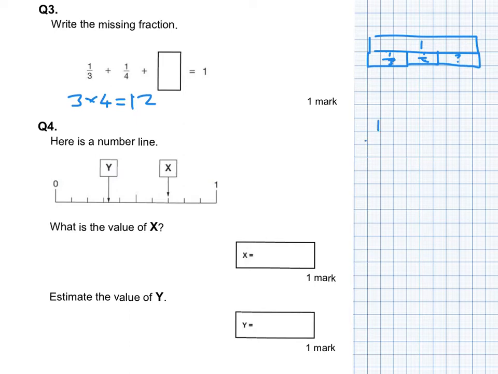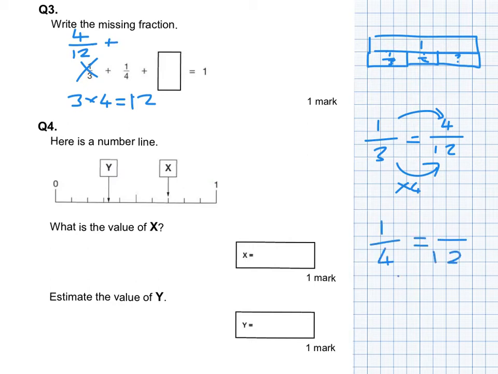So 1/3. 3 times 4 is 12. So 1 times 4 is 4/12. So I can substitute 1/3 for 4/12. And 1/4, I need to do 1/4 into 12ths. So 4 times 3 is 12. 1 times 3 is 3. So now I've got 3/12.